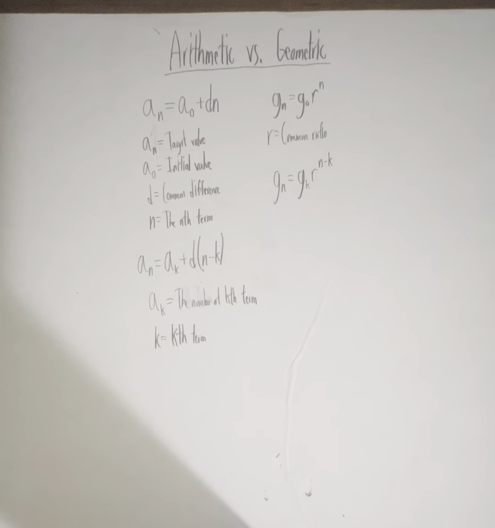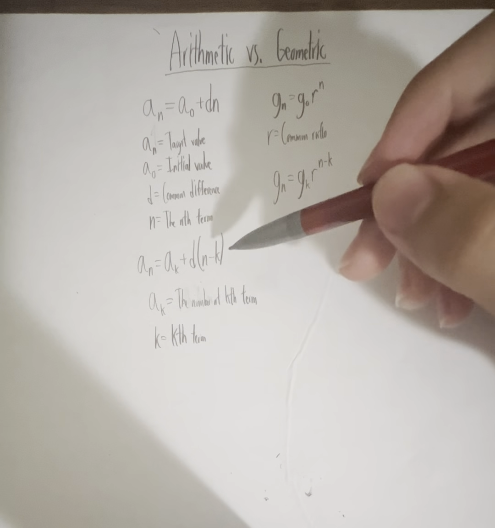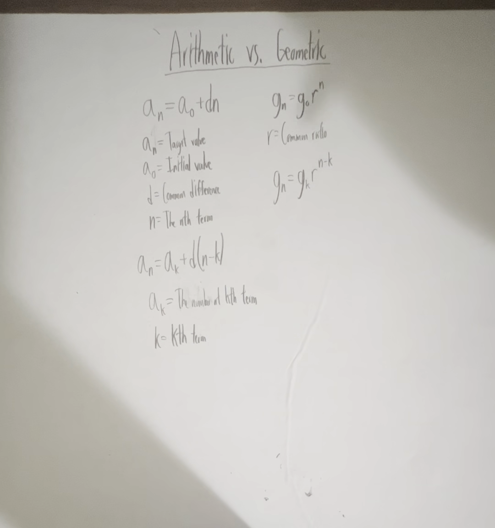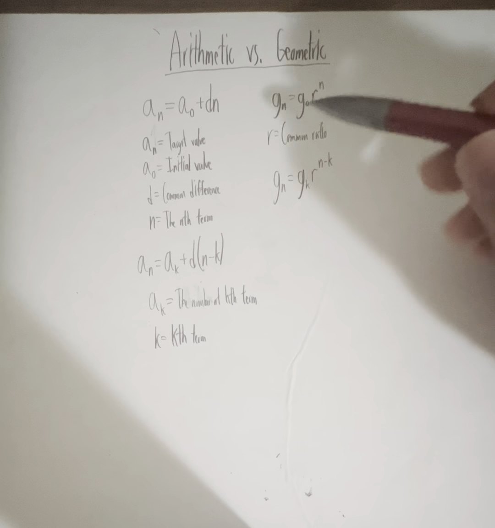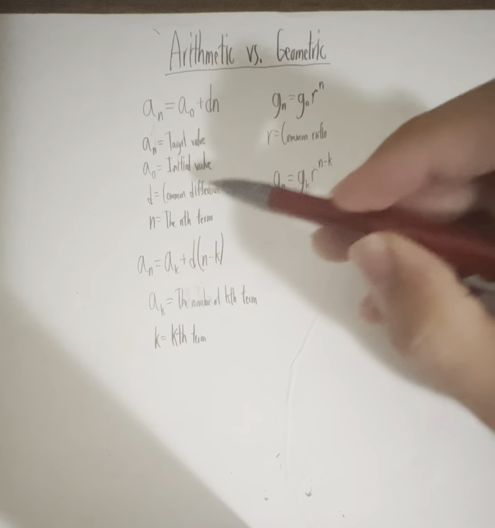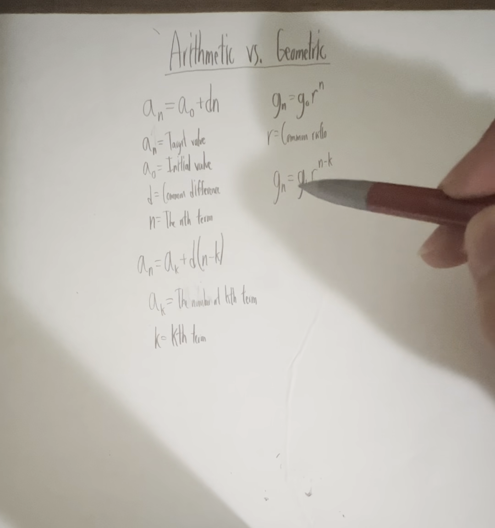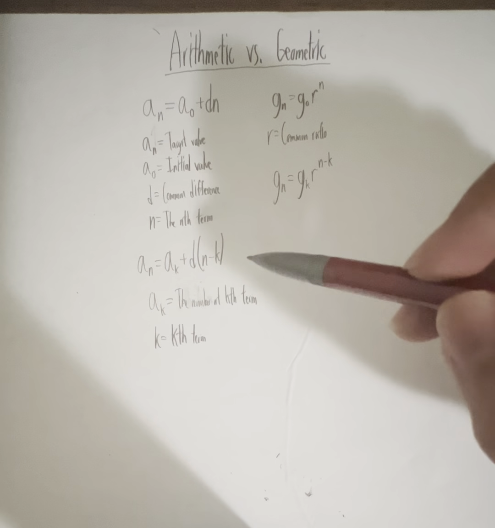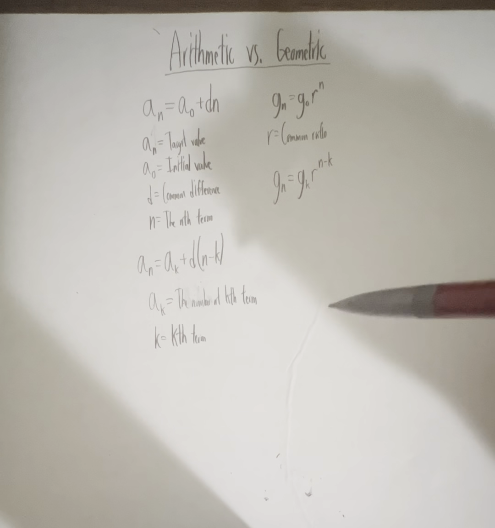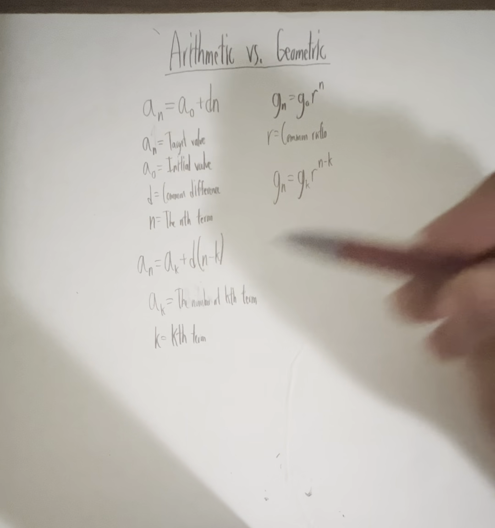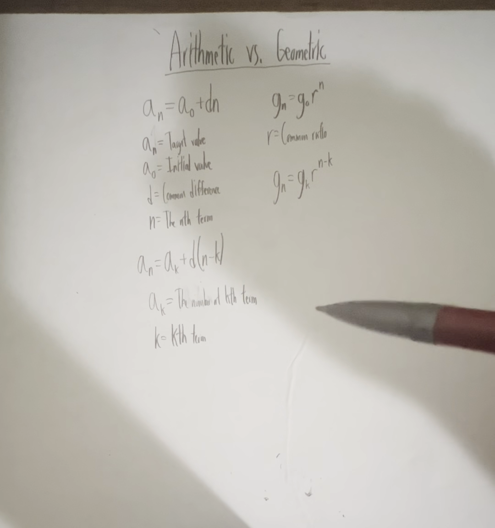So what's the difference between these two formulas and these two formulas? Well, these two formulas are only used if you know the initial value of the sequence. These two are used if you're only given, say, the second term or third term of an arithmetic or a geometric sequence.